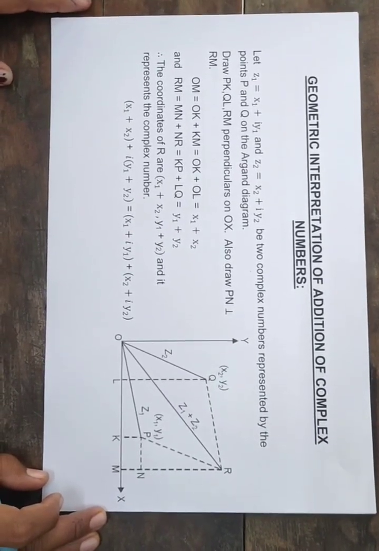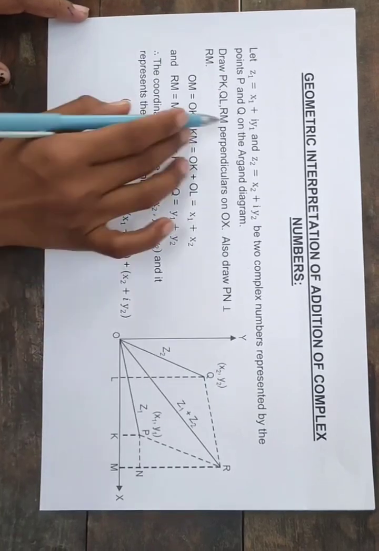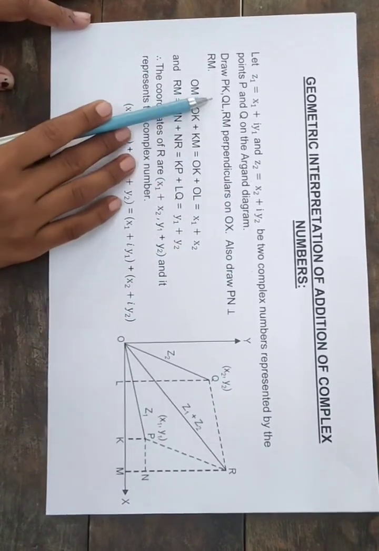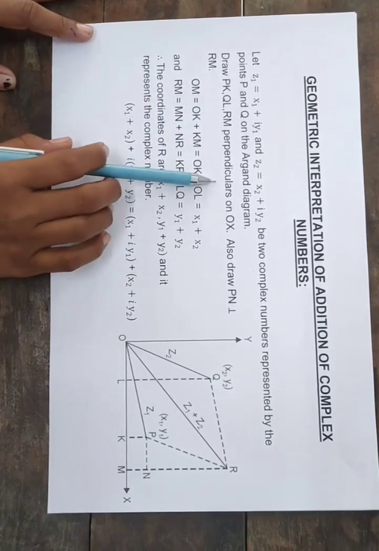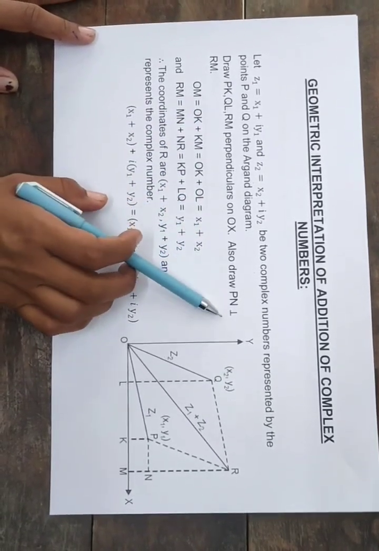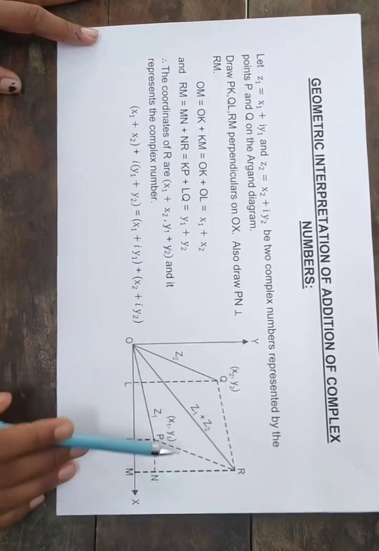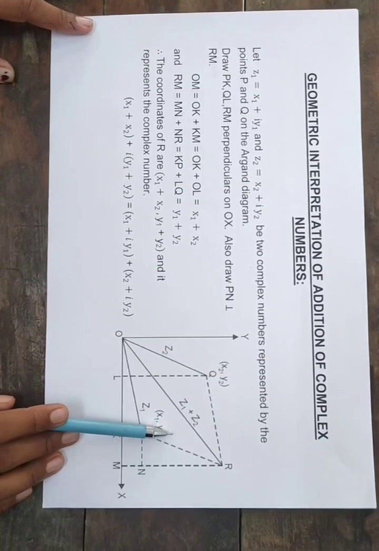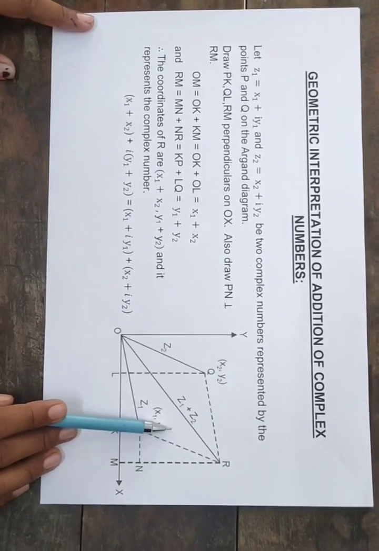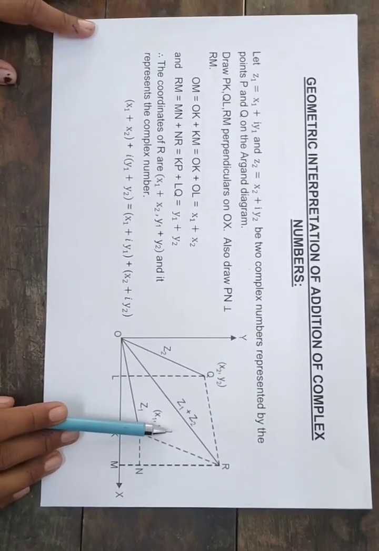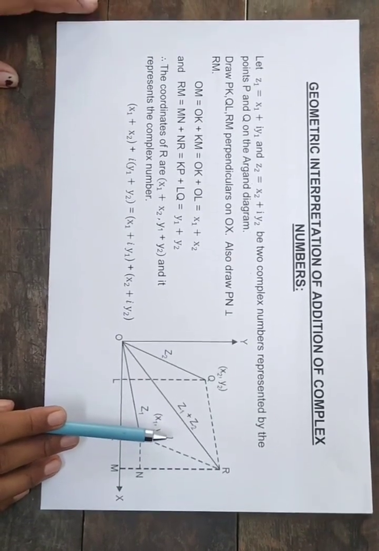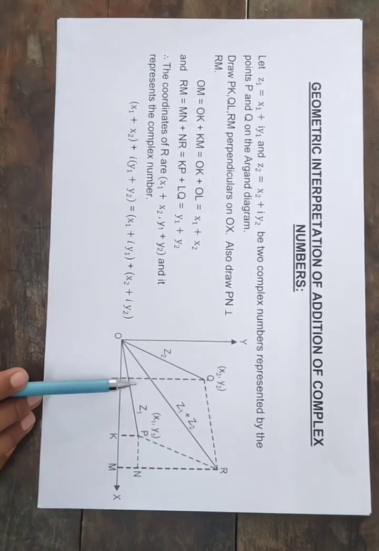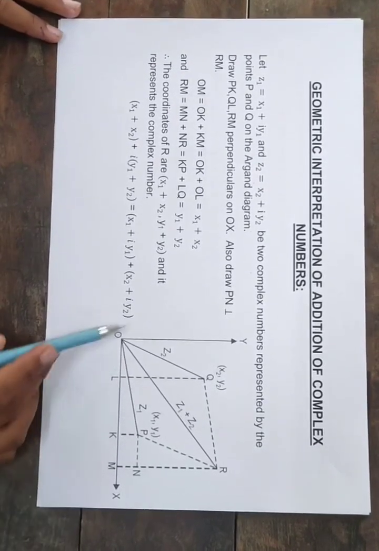First is z1 equals x1 plus i y1 and z2 equals x2 plus i y2. Draw perpendiculars PK, QL, RM on the OX. Also draw PN perpendicular to RM. See the Argand diagram. An Argand diagram is a diagram on which complex numbers are represented geometrically using Cartesian axes. The horizontal coordinate represents the real part and the vertical coordinate represents the imaginary part.